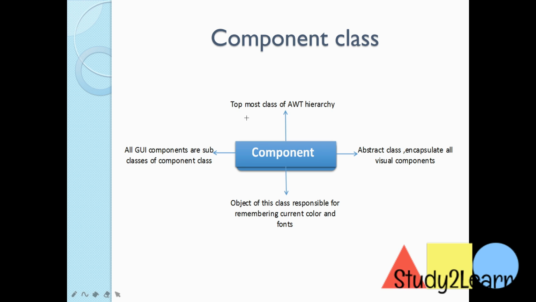The first element is the Component class, which is the topmost class of the AWT hierarchy. Component class is an abstract class which encapsulates all visual components. An object of the Component class is responsible for remembering the foreground and background color and fonts. All GUI components are subclasses of the Component class.